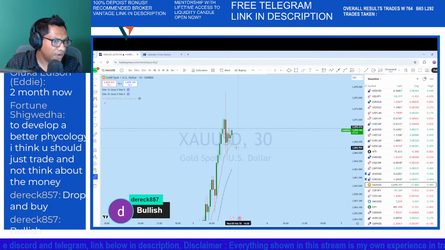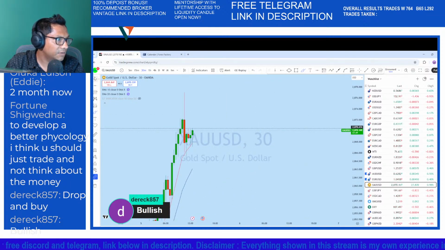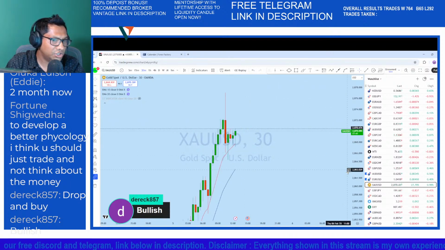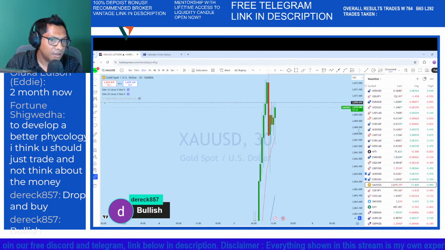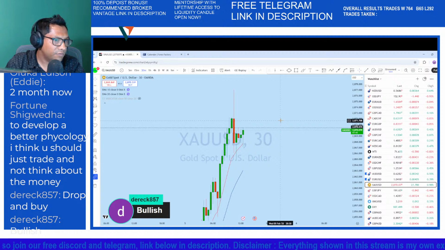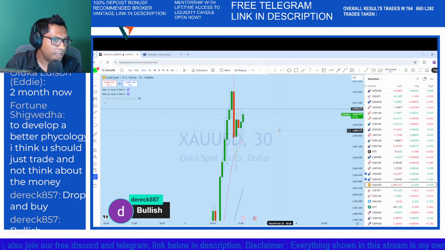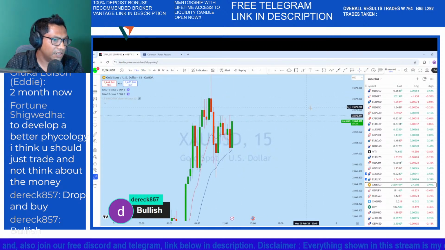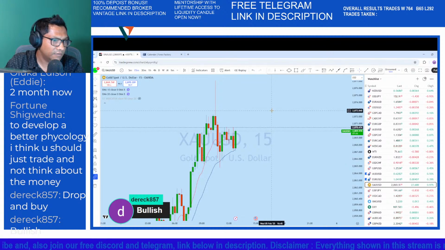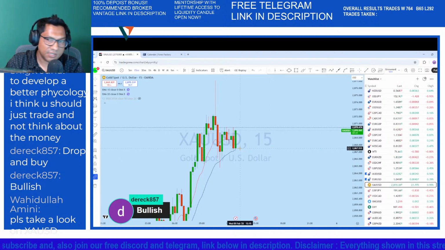Now on the 30 minutes lower time frame, here is the 30 minutes price action, a bullish engulfer potentially forming. 15 minutes also, that one here. Yeah, after this drop from this 20 EMA, some rejection.